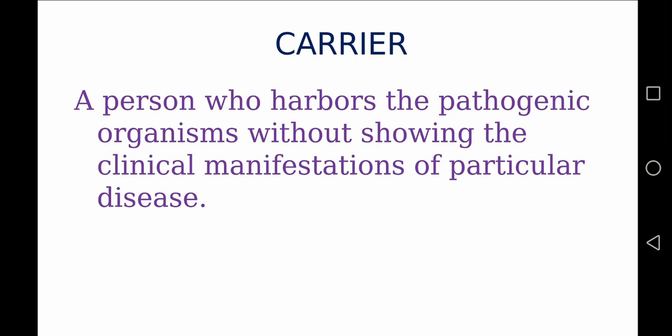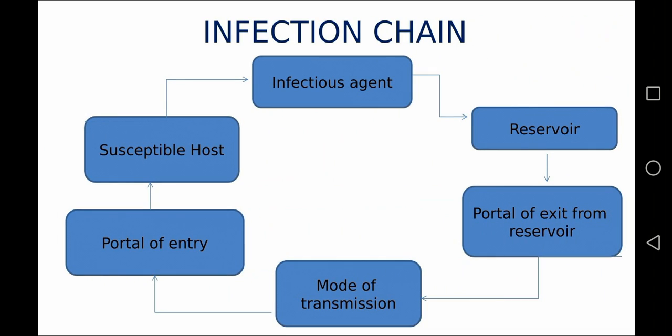Next is infection chain. The chain of infection is a process where certain conditions must be met in order for a microorganism to be spread from person to person. This chain can occur only when all the links in the chain are intact. By breaking this chain at any of the links, the spread of infection is stopped. We can see the links one by one.